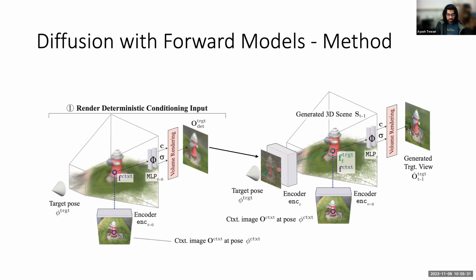So this encoder now gets to see both the estimate of the deterministic scene, so the context image information, as well as a noisy version of the target image, and that works well. That allows it to reason about the uncertainties and 3D structures.